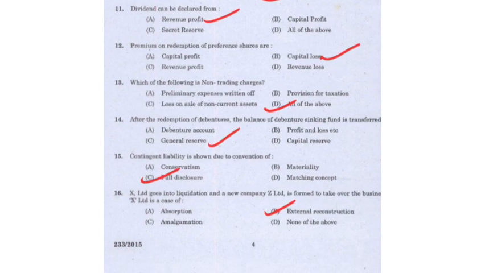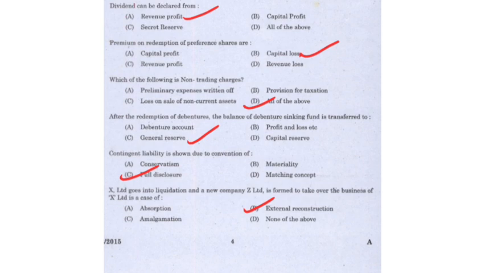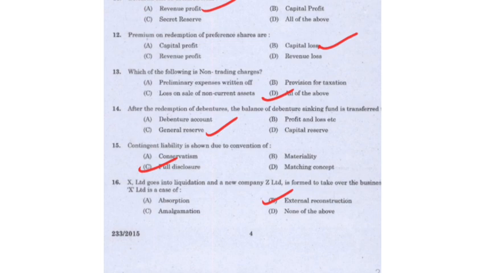Which of the following is a non-trading charge? Preliminary expenses written off, provision for taxation, loss on sale of non-current assets, and all of the above. All three are the non-trading charges actually. And the next question, after the redemption of debentures, the balance of debenture sinking fund is transferred to debenture account, profit and loss account, general reserve, or capital reserve. After the redemption of debentures, the balance of debenture sinking fund is transferred to general reserve account.